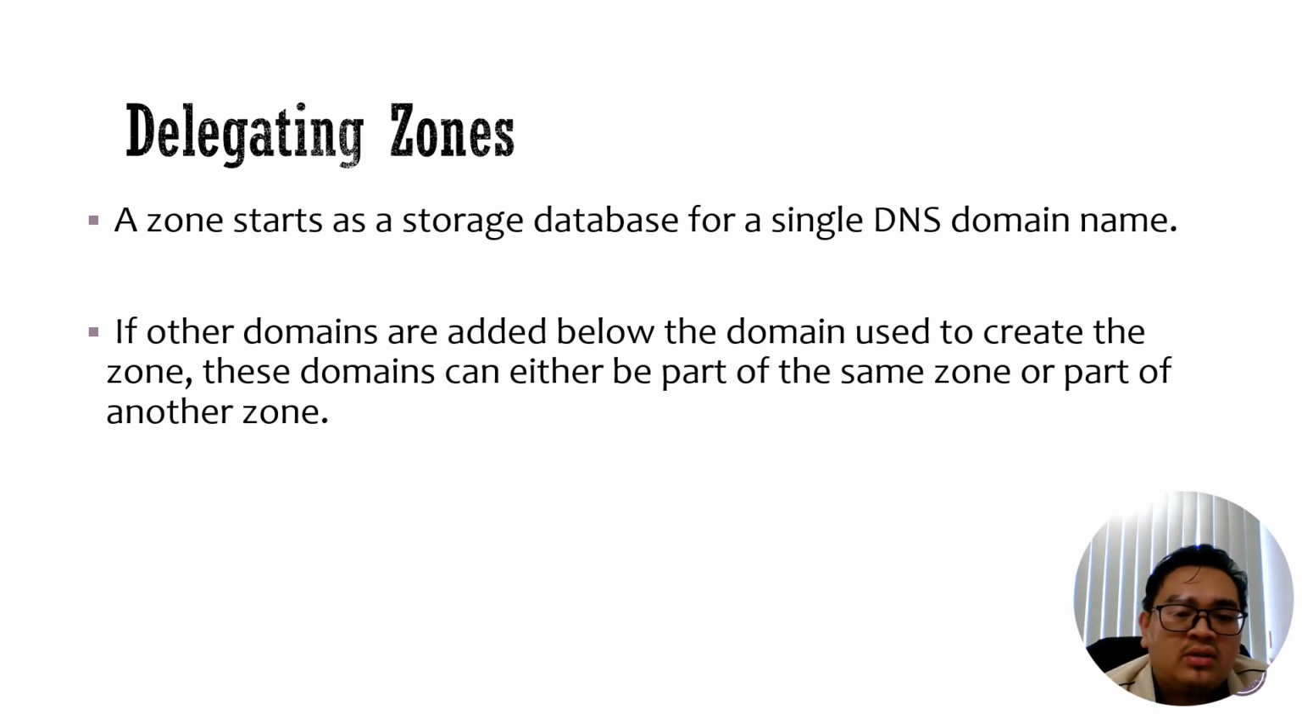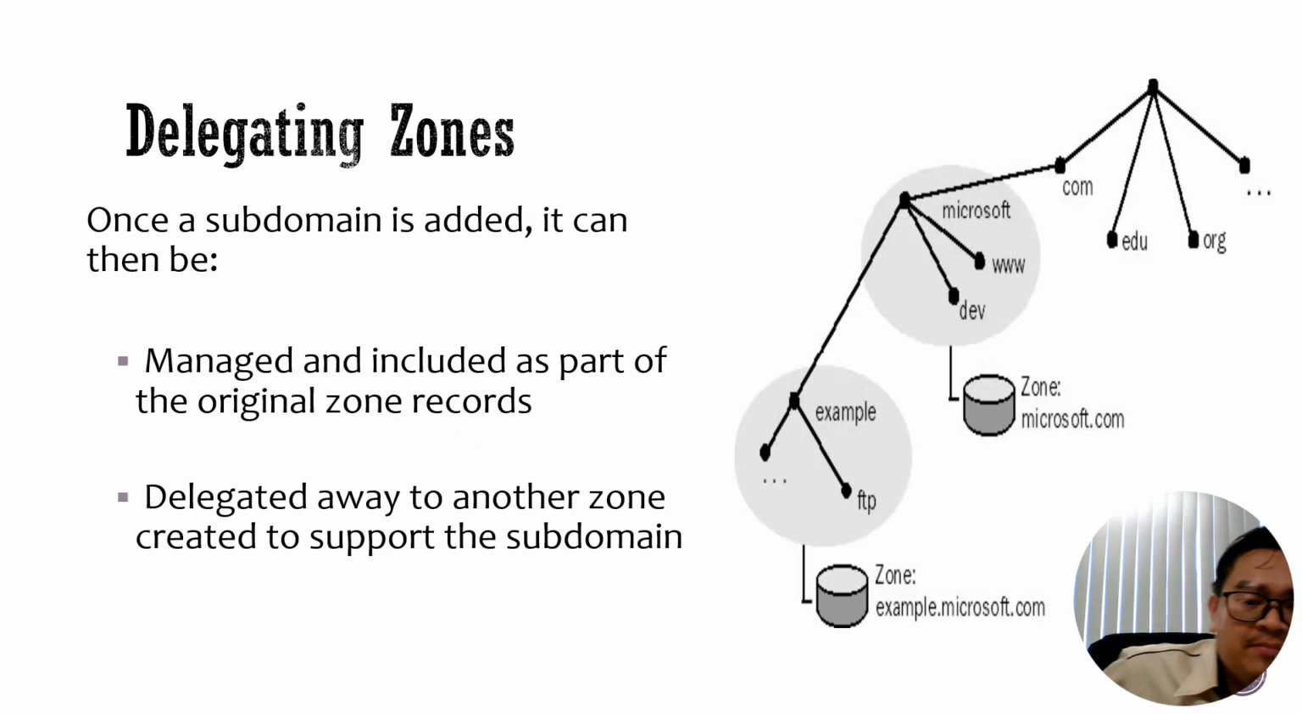Next is delegating zones. A zone starts as a storage database for a single DNS domain name. If domain names are added below the domain used to create the zone, the domain can either be part of the same zone or part of another zone. For example, once a subdomain is added, it can be managed as part of the original zone record, or delegated away to another zone created to support subdomains. Something like this: you can see here Microsoft has www or dev.microsoft, right?